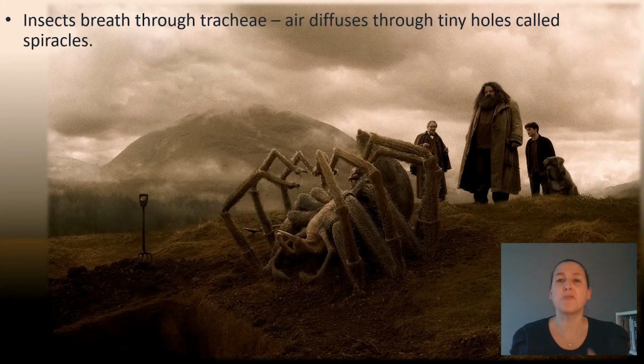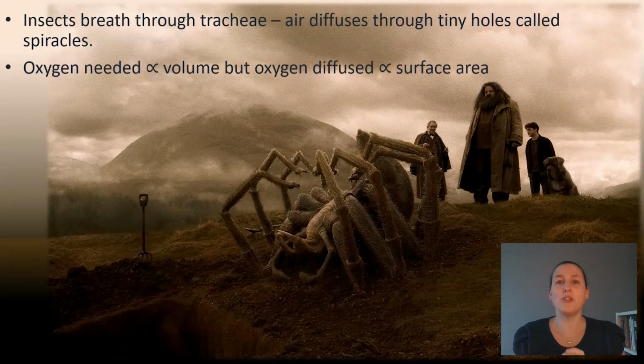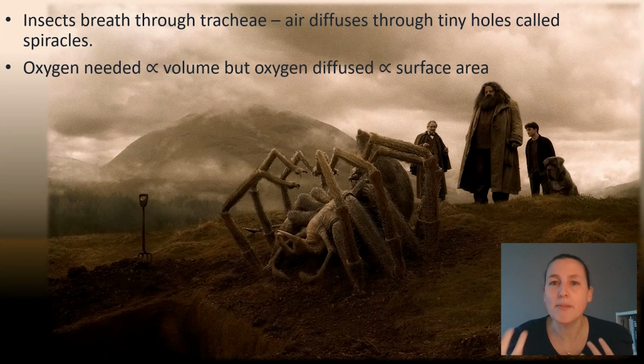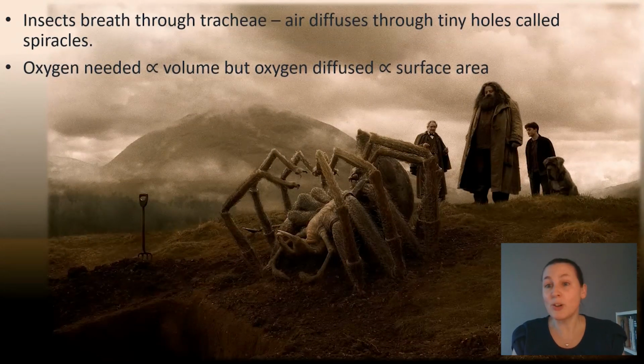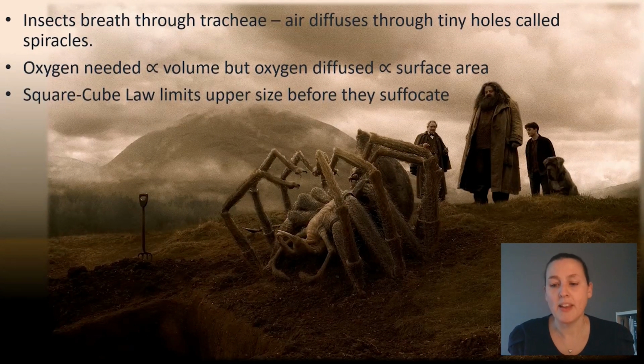But there's another problem, which is breathing. So insects breathe through tracheae, which are sort of little tunnels. The air diffuses through tiny holes in those called spiracles. And again, the square cube law causes problems, because the oxygen our bodies need is proportional to our volume. But the oxygen that is diffused through these tunnels is proportional to the surface area of the tunnels. So one will grow much more quickly than the other. The volume growth will be proportional to the cube, the surface area to the square. So Aragog is going to suffocate. Maybe that's what killed him.